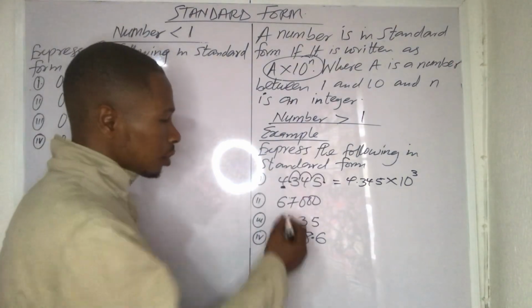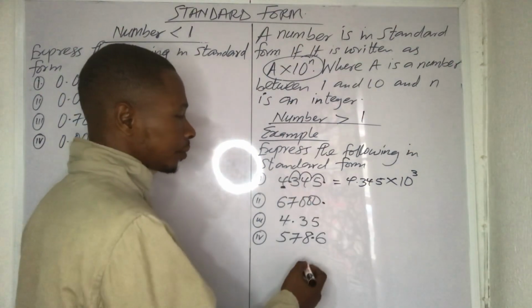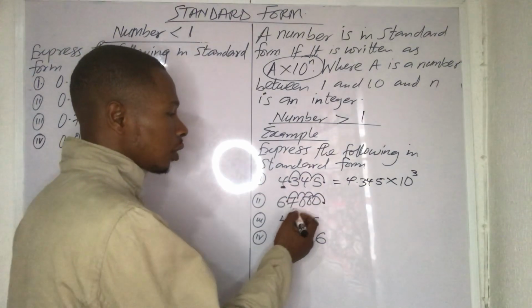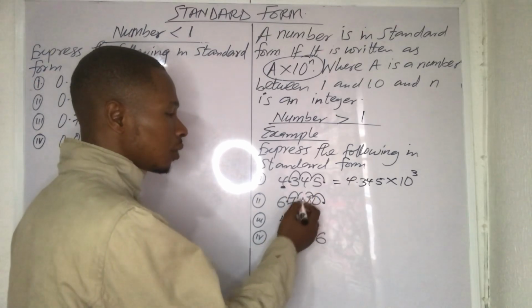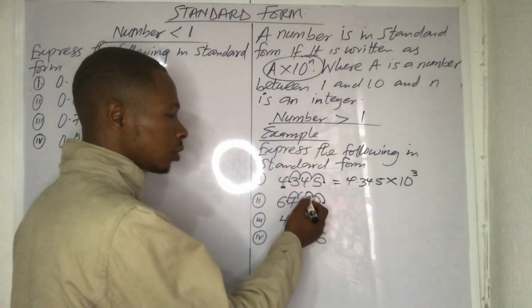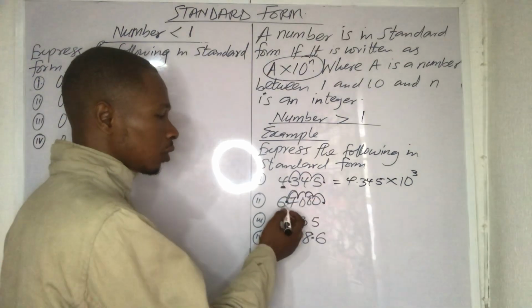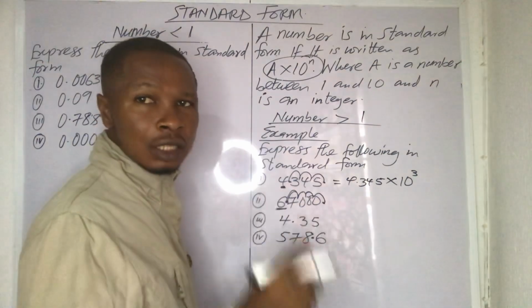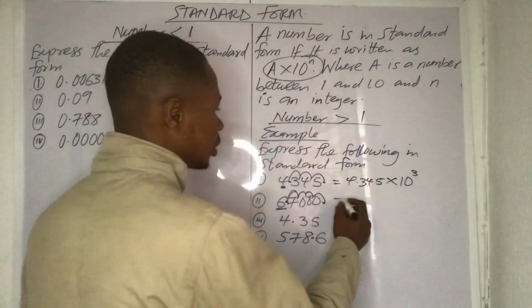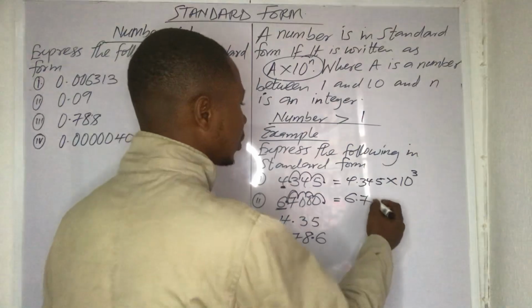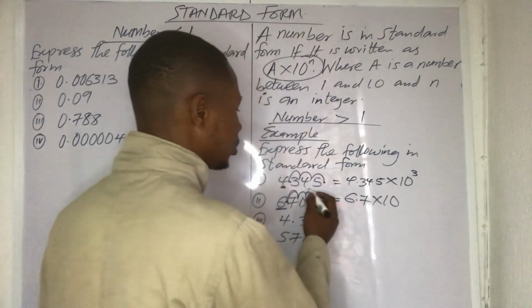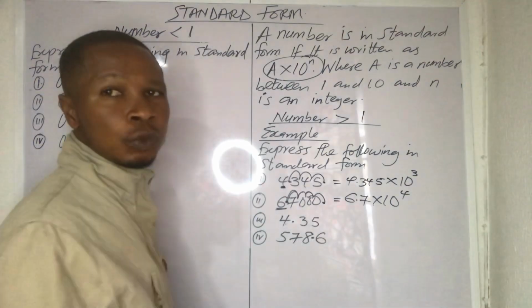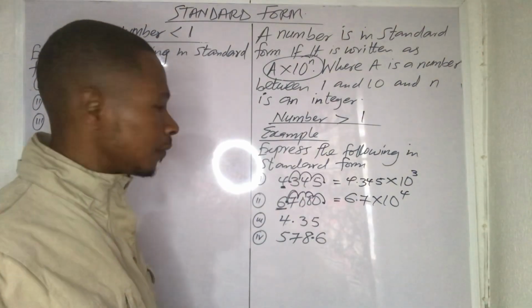Now in this case too, the point is here. It will move 1, 2, 3, 4 to the front of the first non-zero digit. The first non-zero digit here is 6. So the point must be in front of the first non-zero digit. So this in standard form will be 6.7 times 10 raised to power 4. There's no need to write the zeros again in standard form.